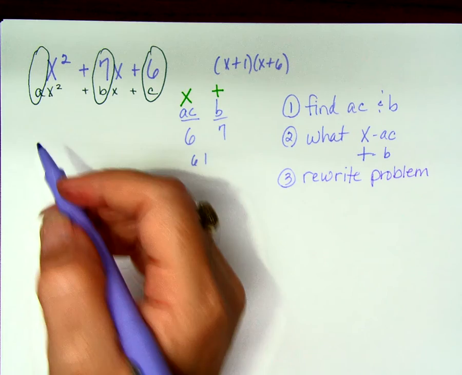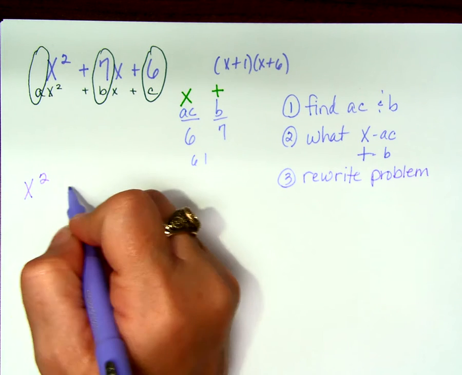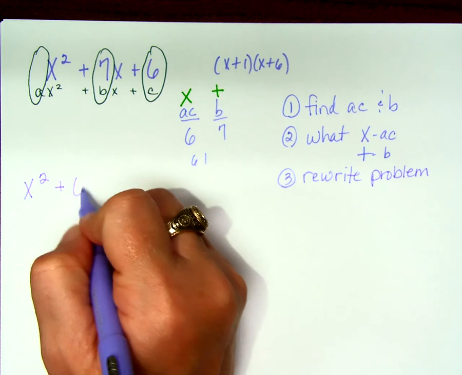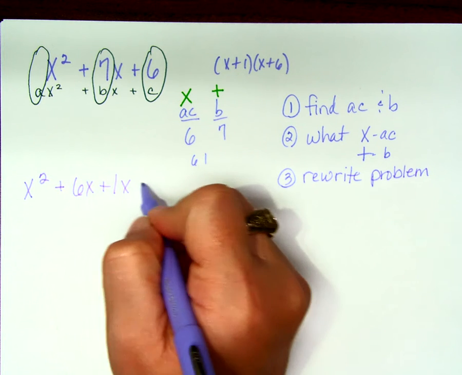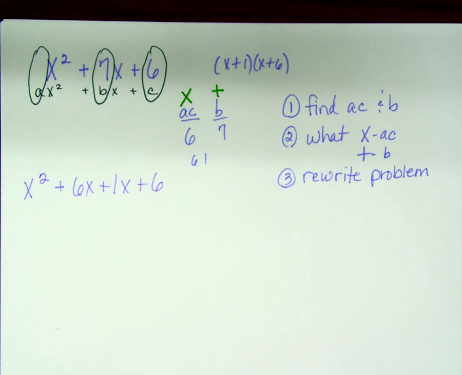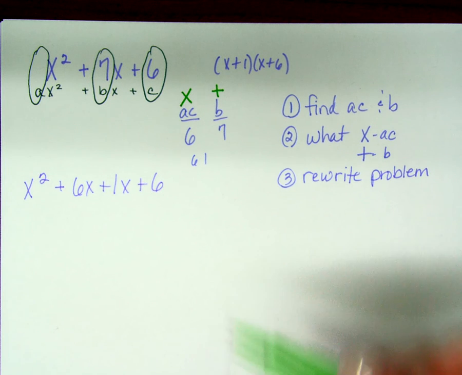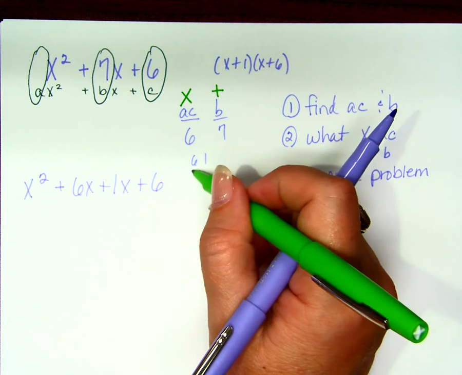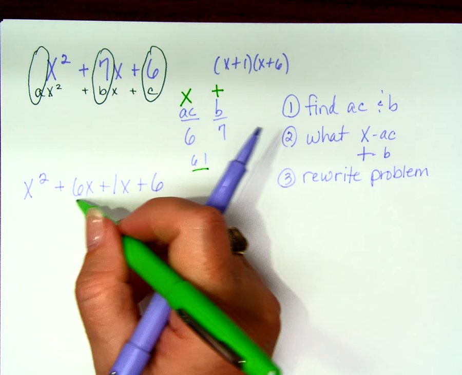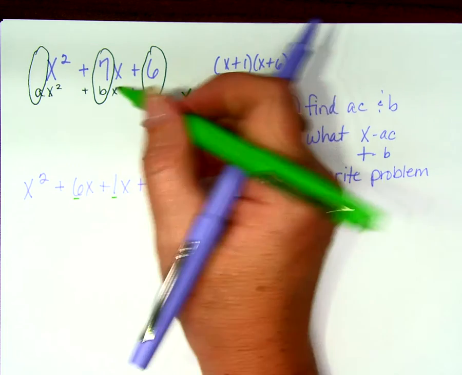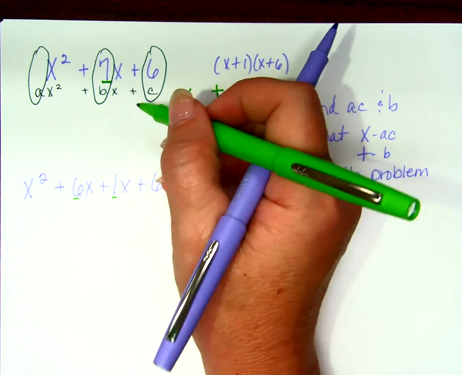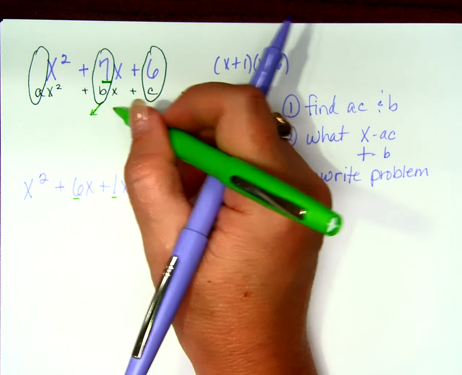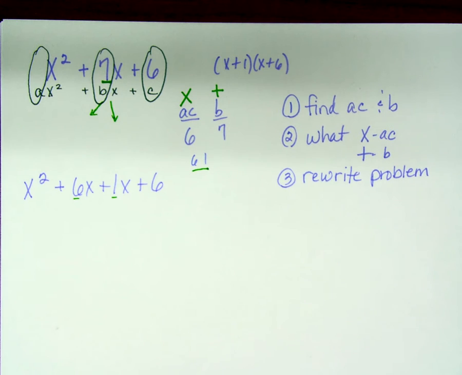Now, here's how we're going to rewrite it. X squared plus 6x plus 1x plus 6. How did I rewrite that problem? What did I decide multiplied to be 6 and added to be 7? 6 and 1, right? So I wrote 6 and 1 instead of writing 7. So I took that middle term and split it into two parts.